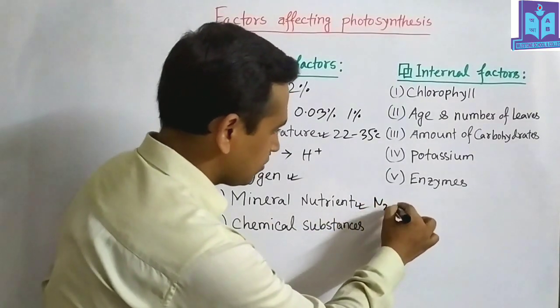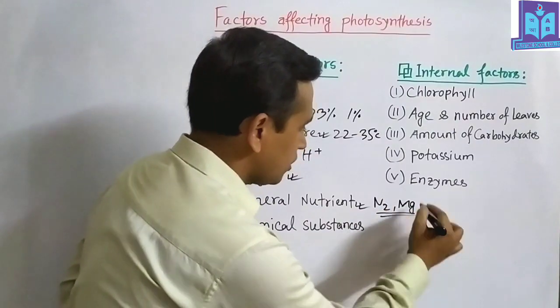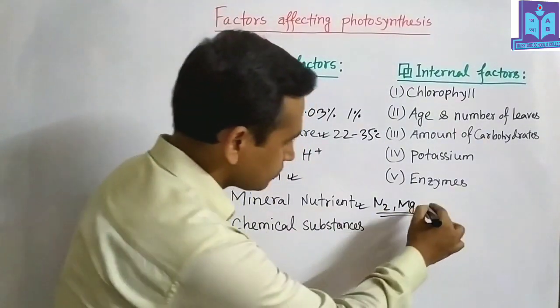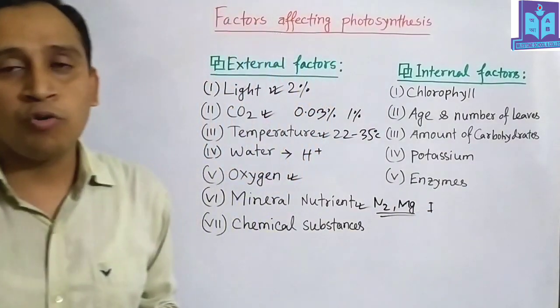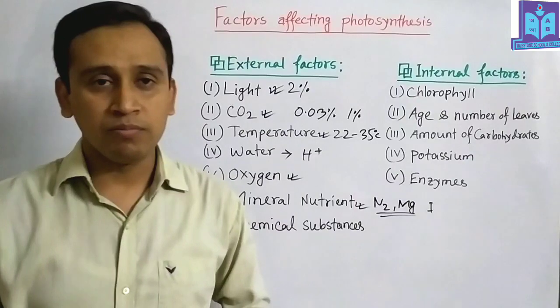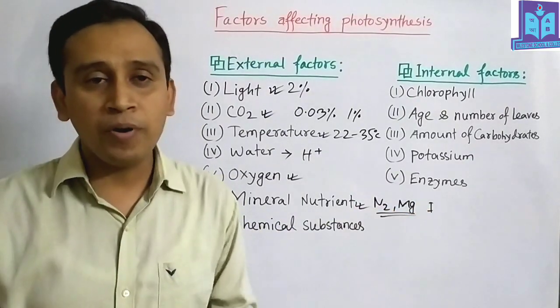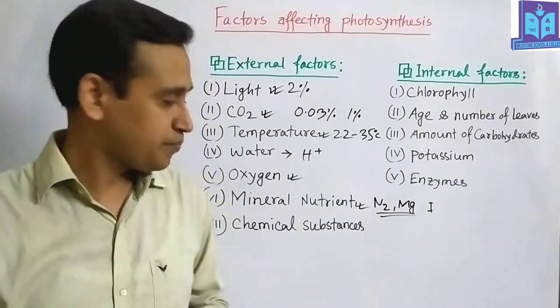Next one is mineral nutrients. Nitrogen, magnesium is one of the important components of chlorophyll, and leaves cannot synthesize chlorophyll without iron. So the soil must have these minerals in proper amounts for a better photosynthesis rate.